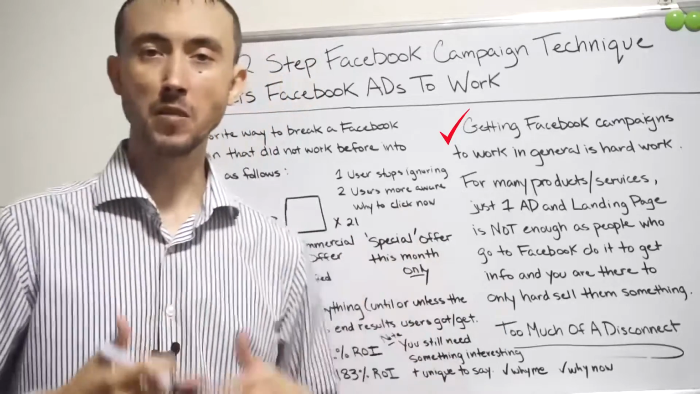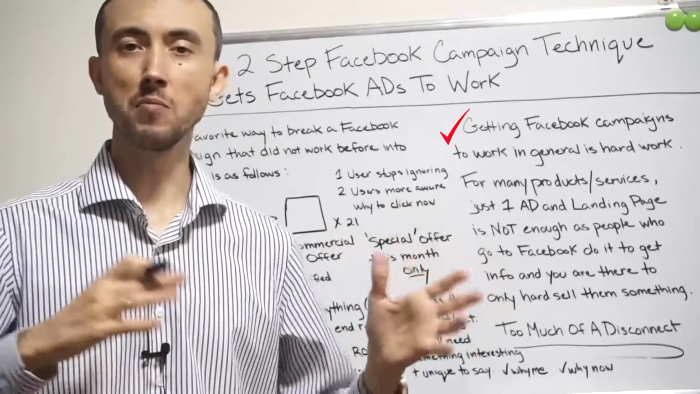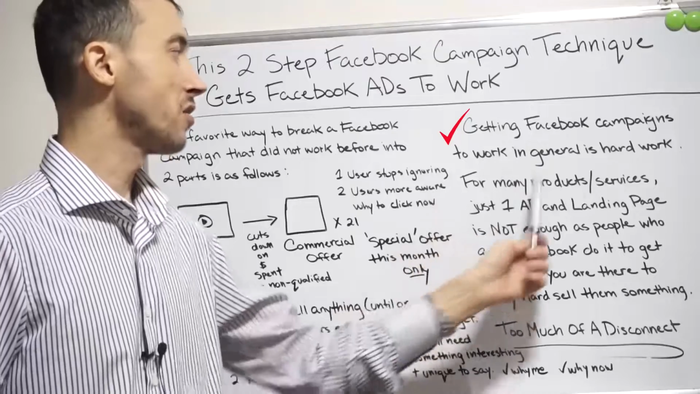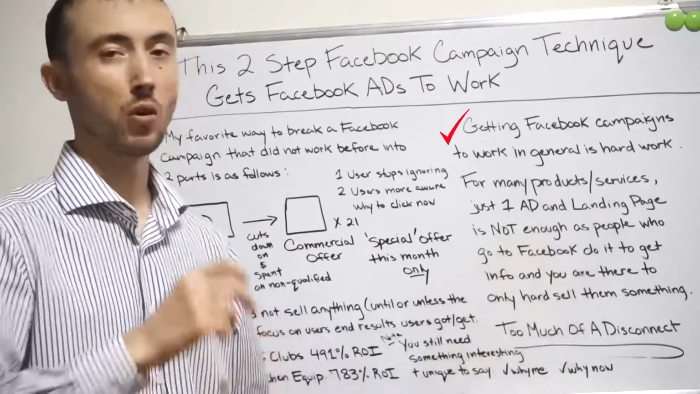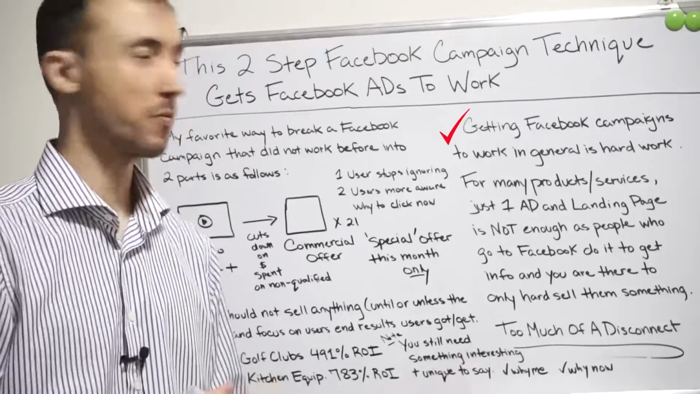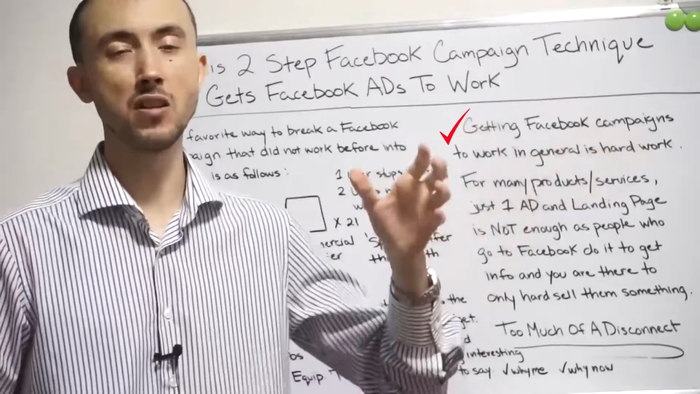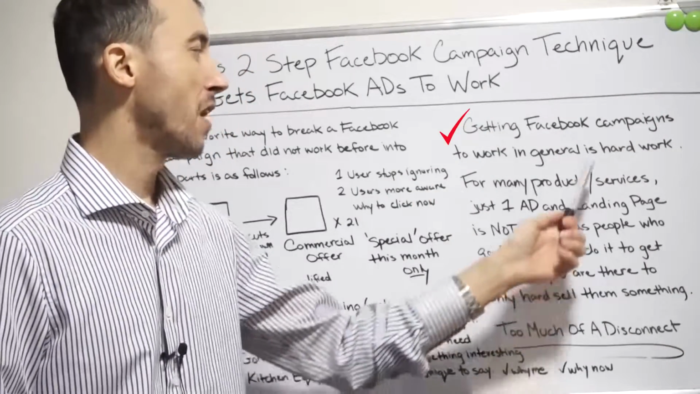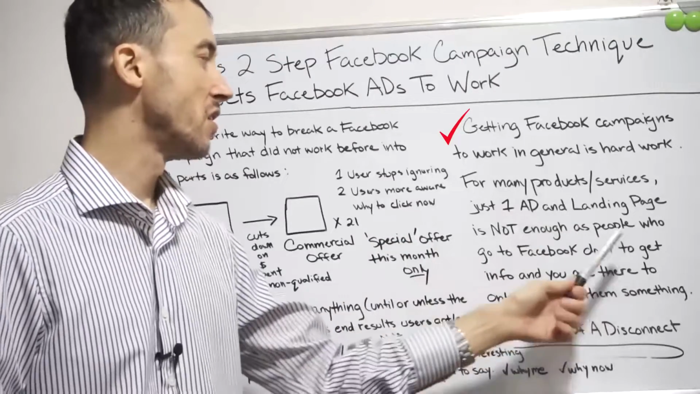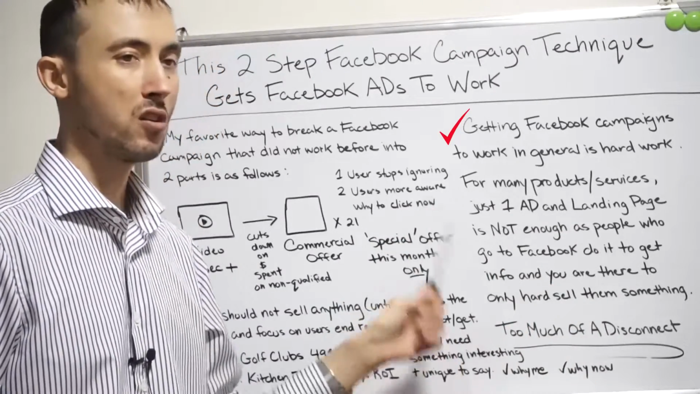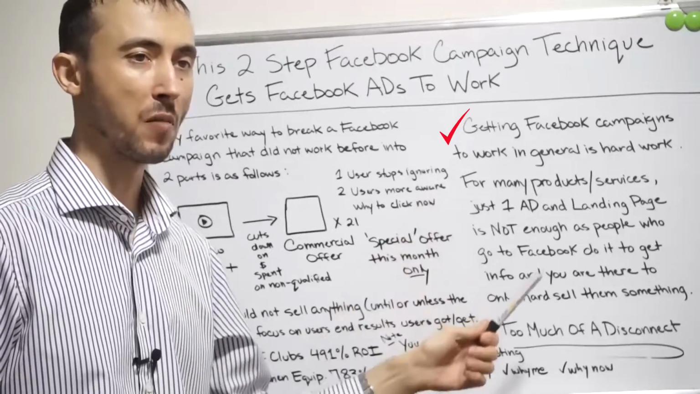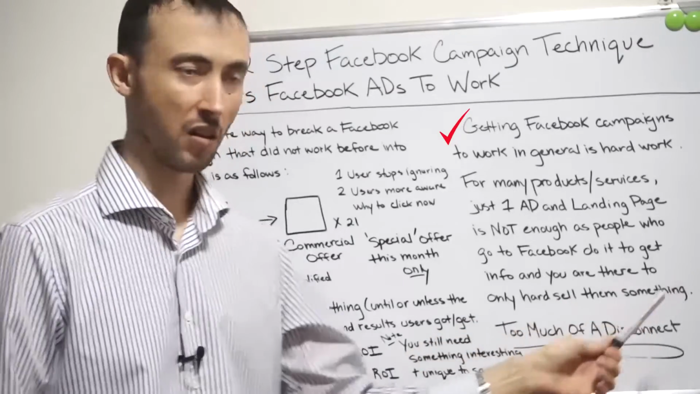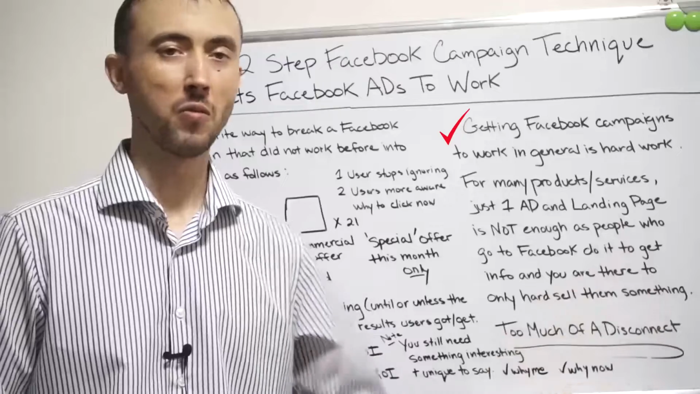Because things have gotten harder on Facebook recently, this two-step process may actually be the thing that it takes to get it working again. For many products and services, just one ad and one landing page, or one place to take people to on your site, not meaning a dedicated page, but wherever you're taking the person to, the final URL, is not enough, as people who go to Facebook do it to get information, news, updates from their friends and family, updates from their field, whatever, and you are there to hard sell them something, which is exactly what they don't want to be there for.